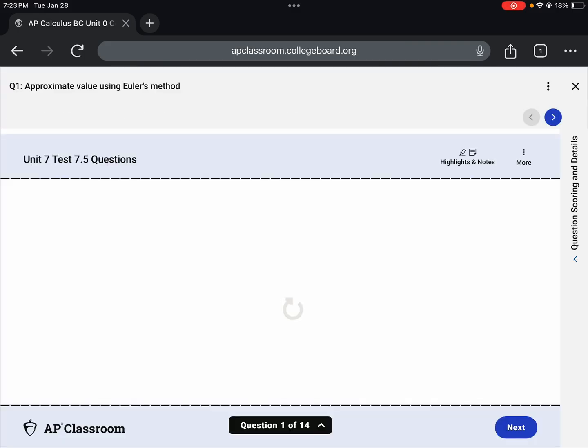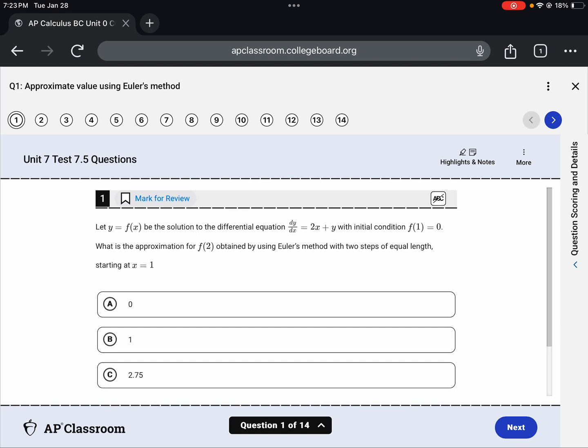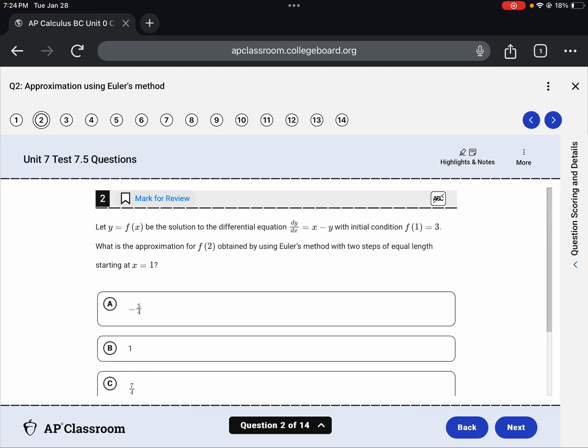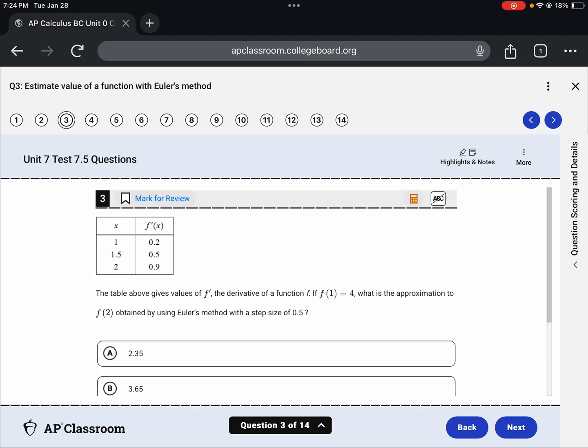Now 7.4 or 7.5. 7.5 is exclusive to BC, so if you're in the AB class, you don't need to do any of these ones. I honestly don't think 7.5 is going to be a problem for most because it's pretty procedural and you're just using a table. So if you can do 2 of these right here, you should have no problem doing the ones on the test.